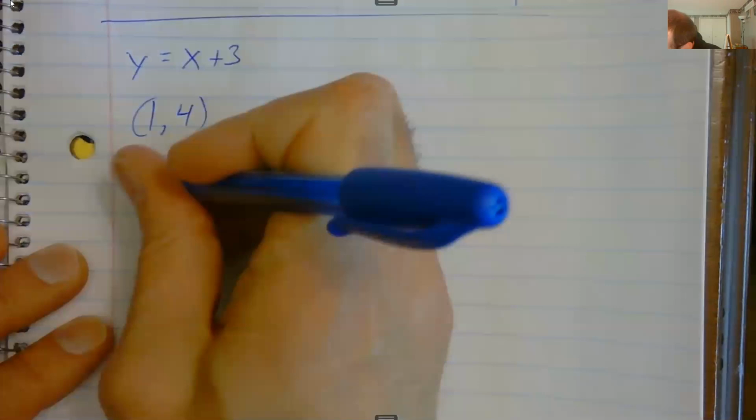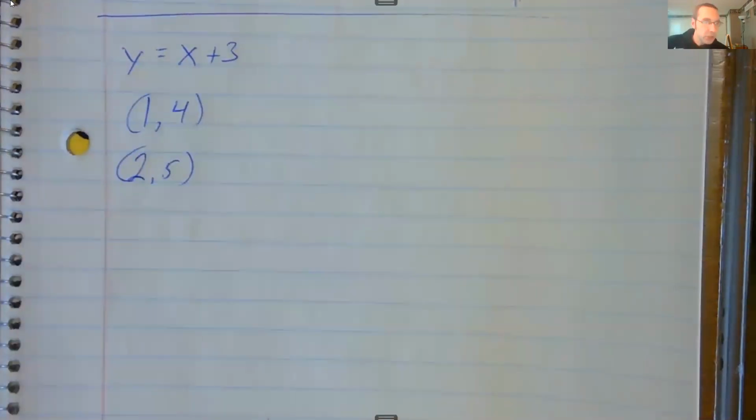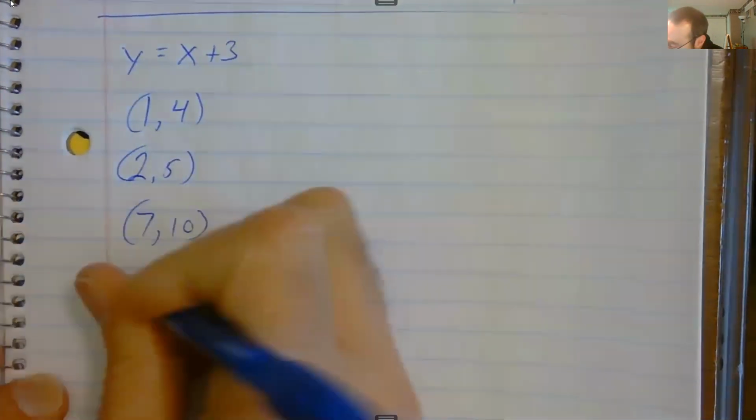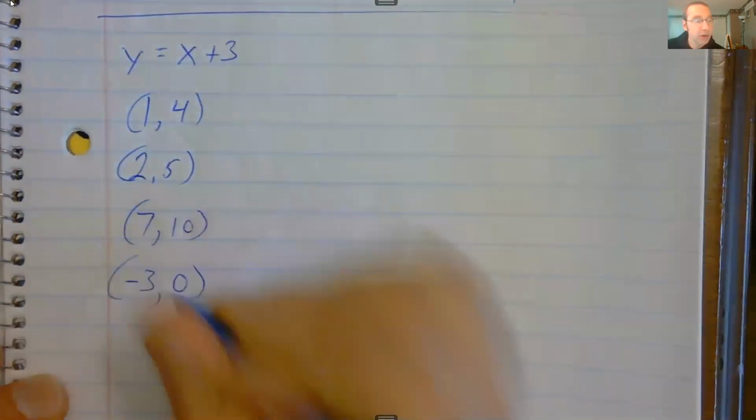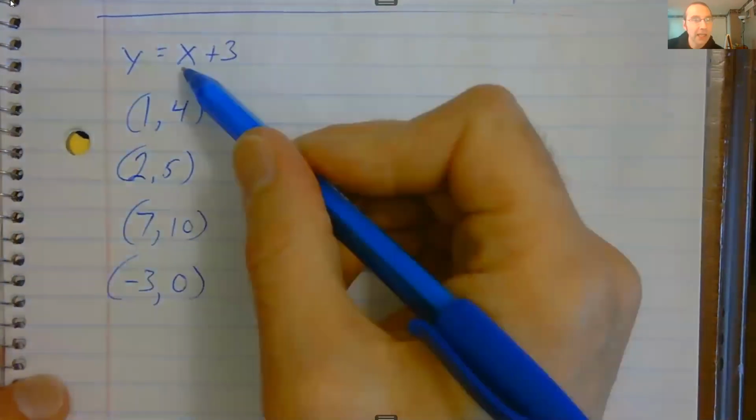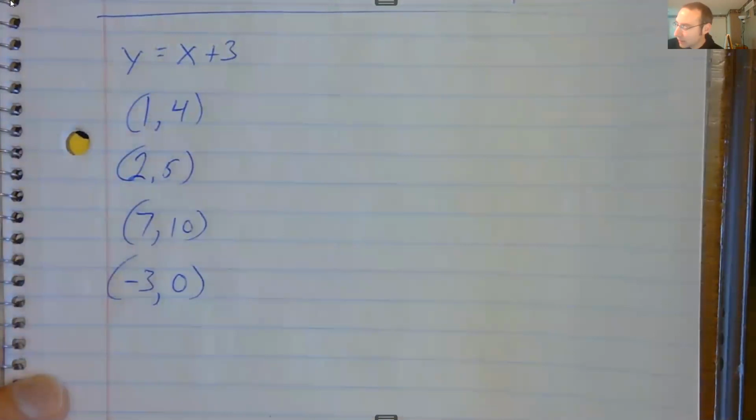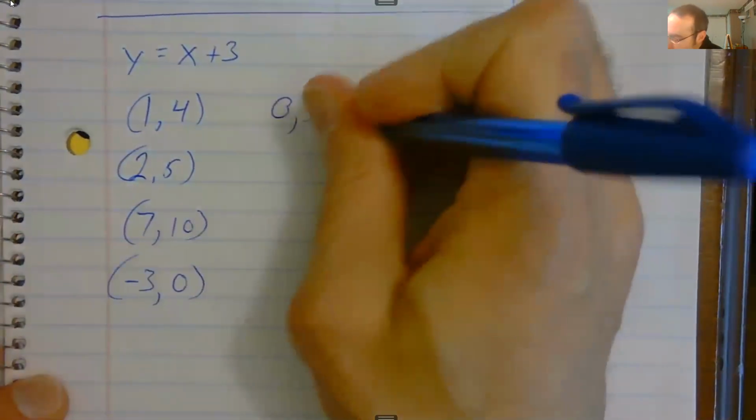And then I have 2 comma 5. That's also a solution. That gives me a true statement on that. And then I could have 7 comma 10. Or I could have negative 3 comma 0. If I let x equal negative 3, negative 3 plus 3 is 0. So negative 3 comma 0, I would have 0 comma 3.